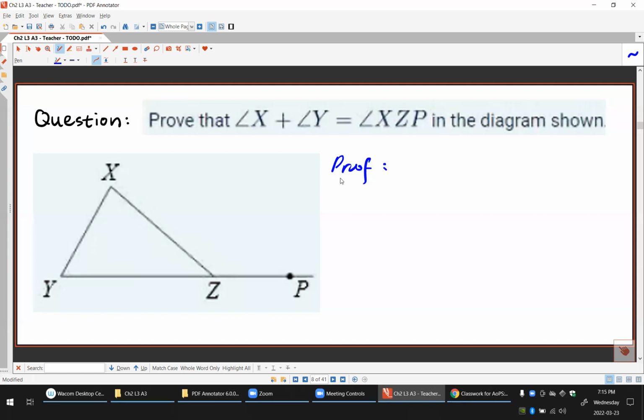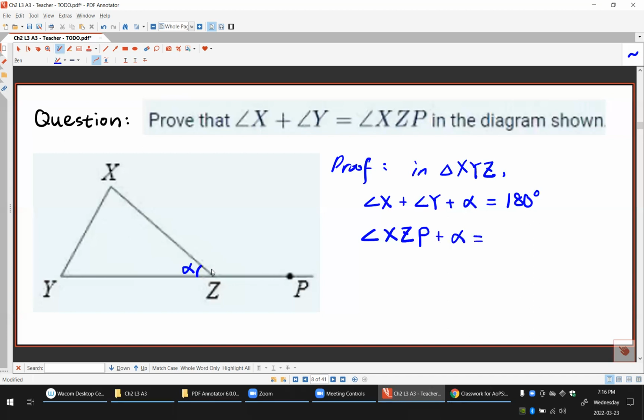Remember that the key is to use what we have learned so far, right? So I denote this angle here as alpha to facilitate our discussion. First of all, we know that the sum of the interior angles of this triangle XYZ is 180 degrees, right? So we can say in triangle XYZ, the sum of the interior angles is angle X plus angle Y plus alpha. This is 180 degrees, right? This is what we have learned so far. And we also know that angle XZP plus angle alpha also equals 180 degrees, right? Because this angle here is a straight angle. Now, can you see how we can prove this? Can you see that?